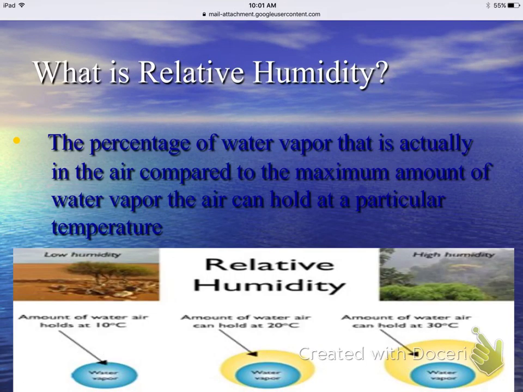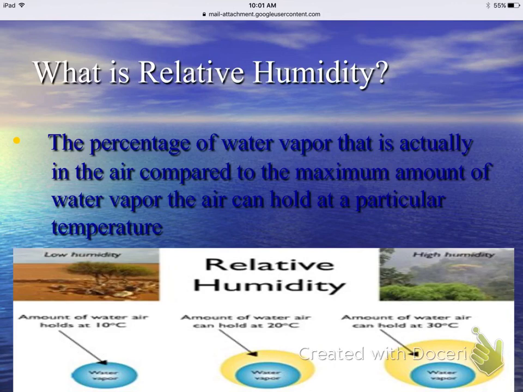Relative humidity is the actual percentage of water vapor that's in the air compared to the maximum amount of water vapor that the air can hold at a particular temperature. So relative humidity is all about water vapor, and it's going to be a percentage of how much water vapor is in the air versus how much it can really hold.